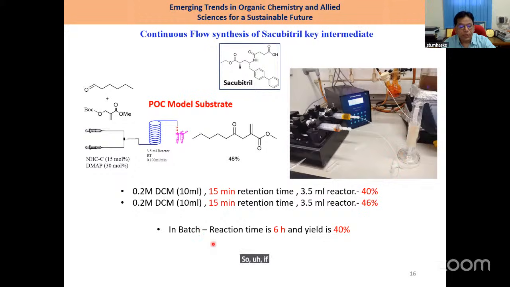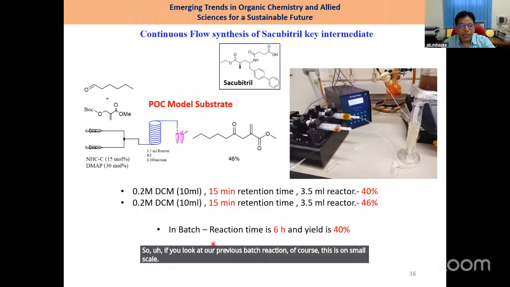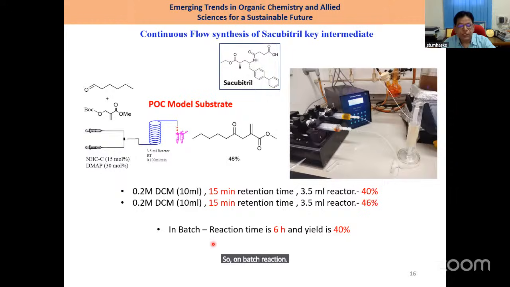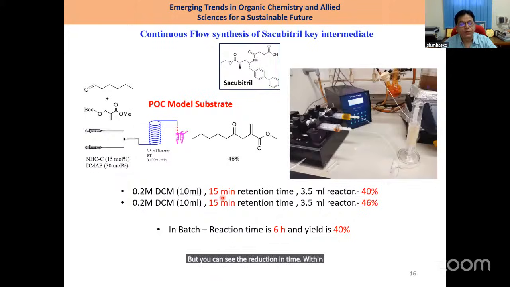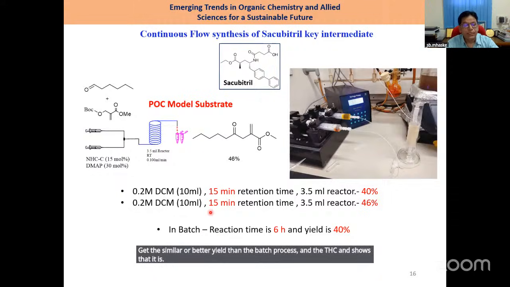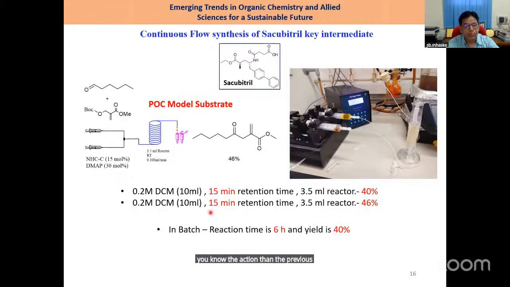If you look at our previous batch reaction, of course on small scale, it was taking 6 hours and we were getting 40% yield. But within the first 2 attempts, we could do this reaction and get 46% yield, a slight improvement in the yield. But you can see the reduction in time. Within 15 minutes, we could get a similar or better yield than the batch process, and the TLC shows that it is a cleaner reaction than the previous batch process.